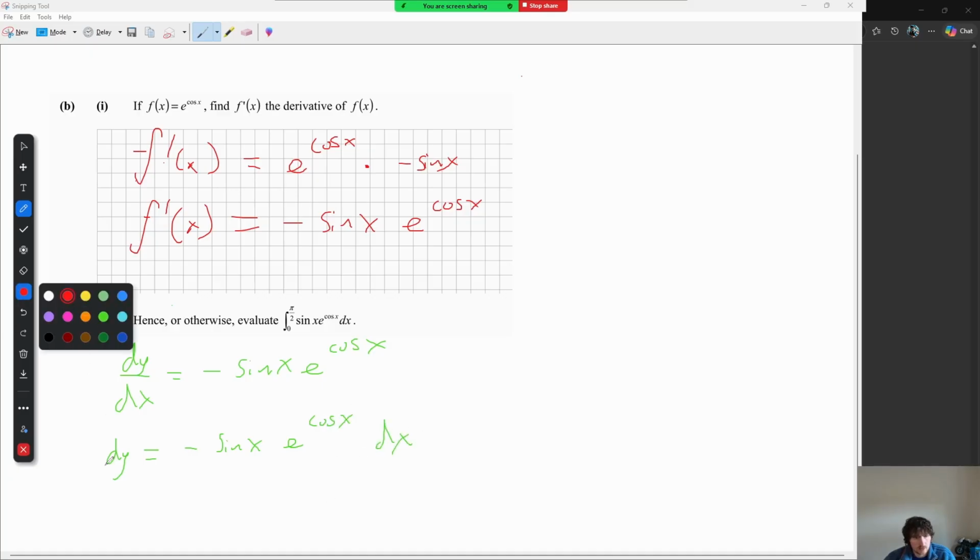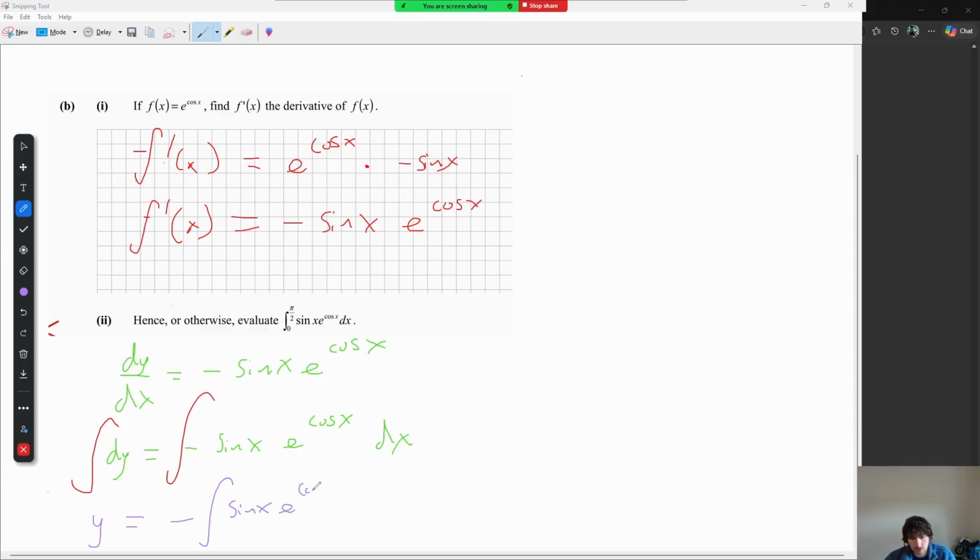What we can do then is integrate both sides of the equation. When you integrate the left side here, it becomes y. When you integrate this, see how it looks very similar to what we have up here. You can actually bring the minus outside of an integral. That's something you should know. If you don't know that, revise your integration. Sine x e^(cos x) dx.